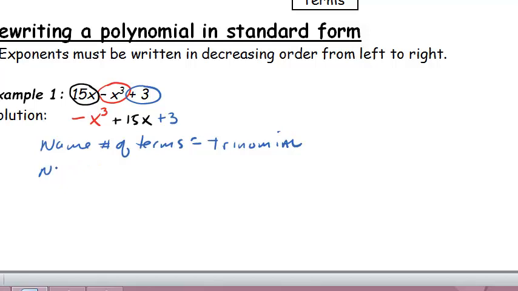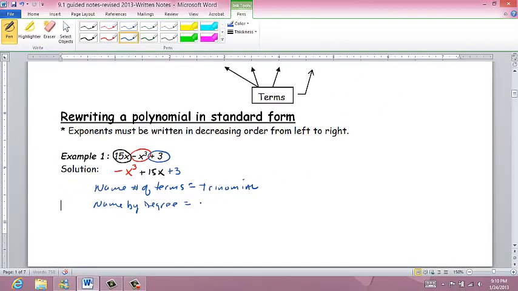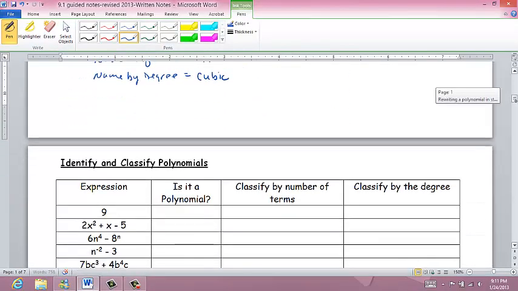Now, what would the name by degree be? The name by degree, what's the highest degree? 3. What do we call a degree 3 polynomial? A cubic. Okay, so that's writing in standard form.